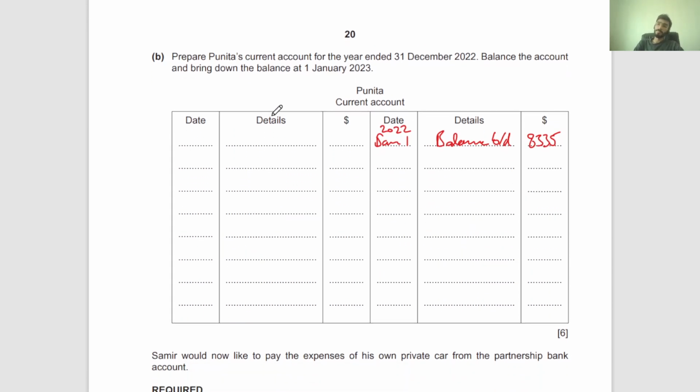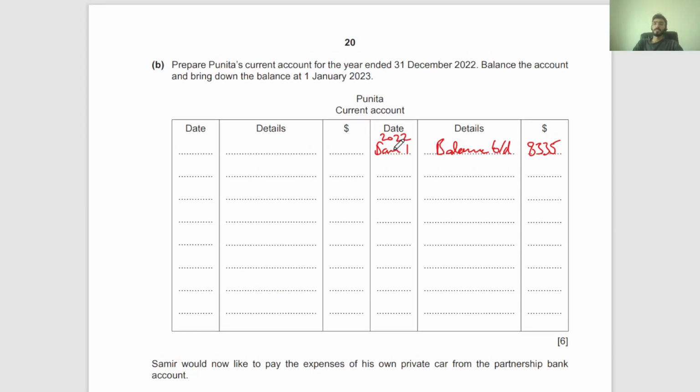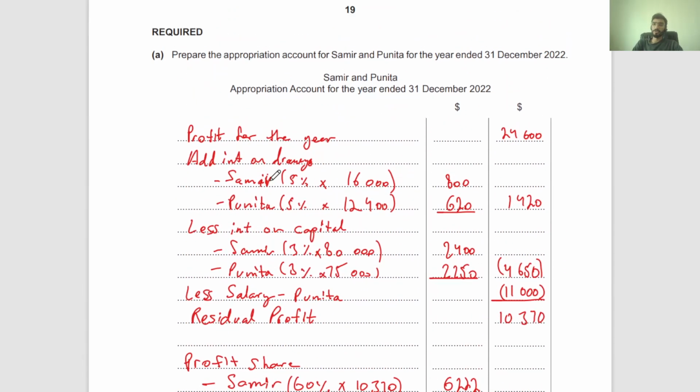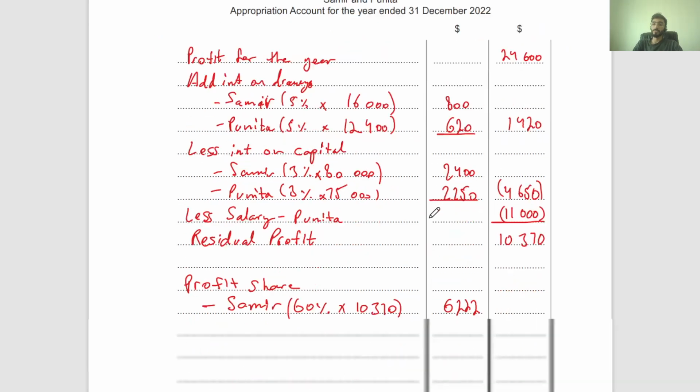All the adjustments. Well, remember, in the current account, mainly there are 3 debits: drawings, interest on drawings, loss on partnership. Okay? Share of loss. So 3 debits, and the rest of the things are mainly credited. Okay, so what happened during the year? Let's have a look. There was interest on drawing for Punita, charged to Punita basically 620.